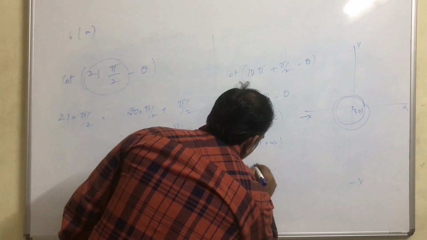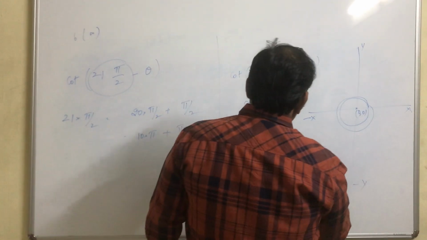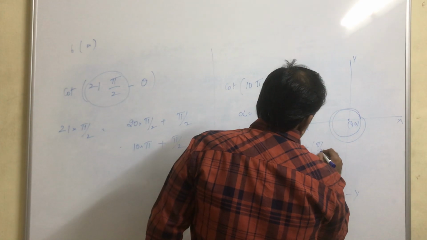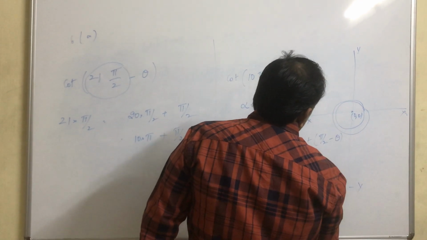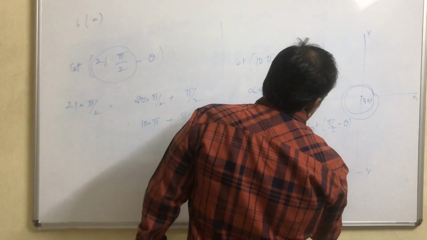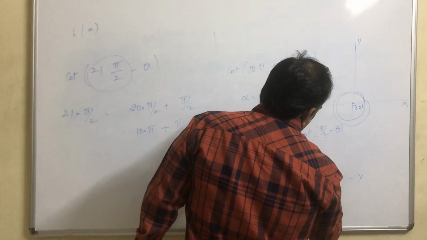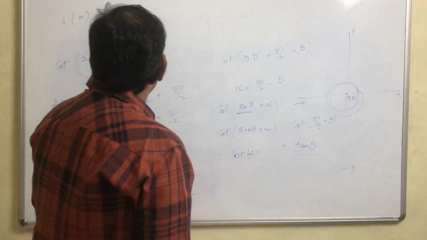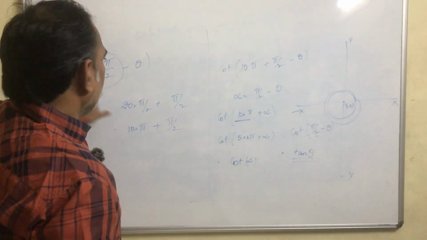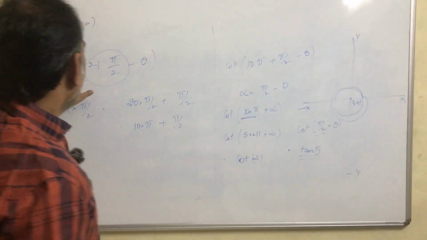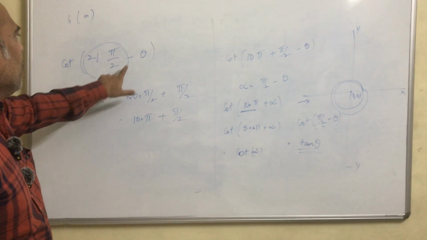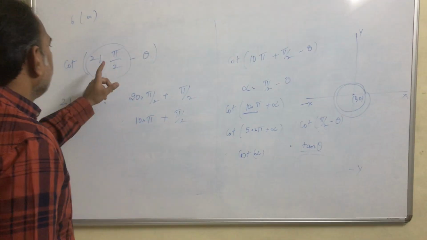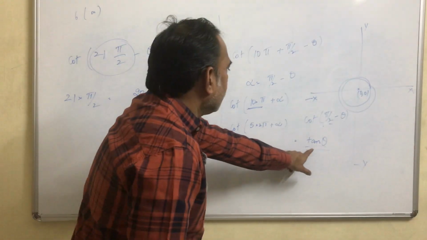cot alpha. What is alpha? Pi by 2 minus theta, right? So cot of pi by 2 minus theta. What is cot of pi by 2 minus theta? That is equal to tan theta. Okay. This is how we are able to simplify this equation. Cot of 21 pi by 2 minus theta can be written as tan theta. That means if we simplify this equation, we will get tan theta.